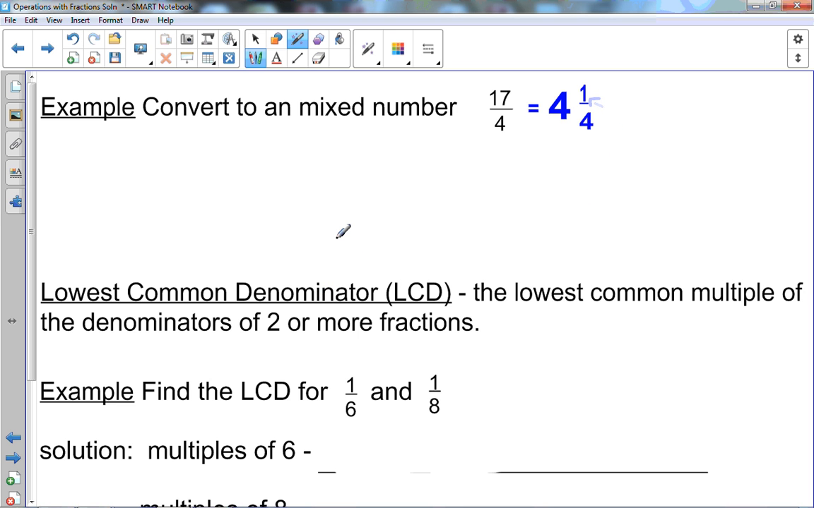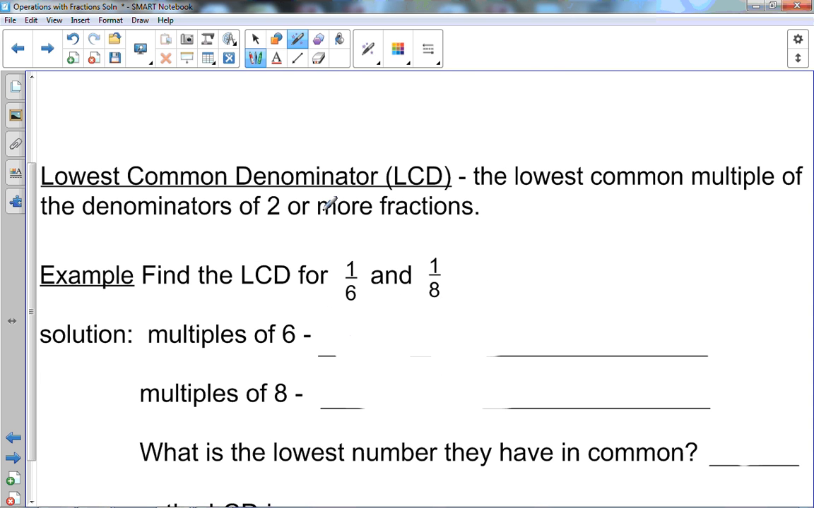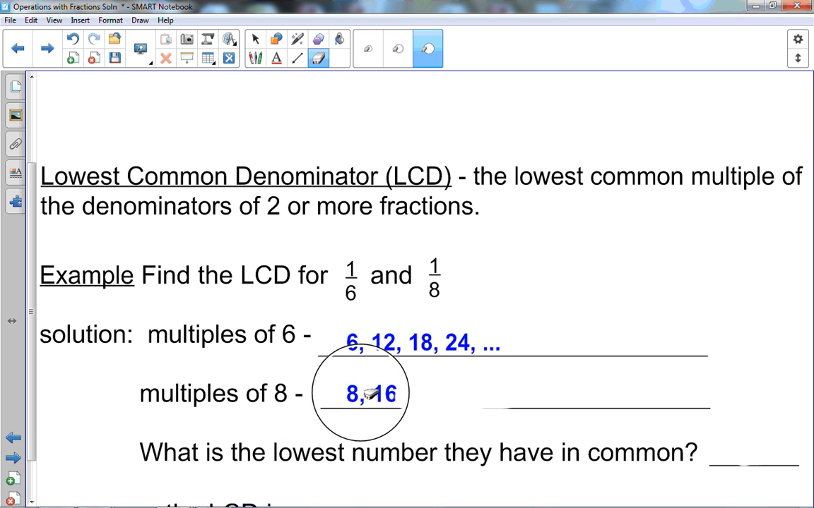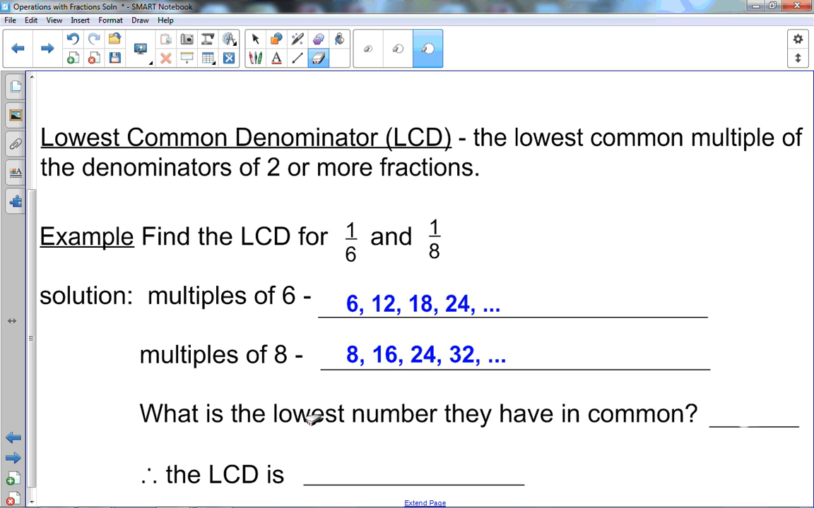LCD, or lowest common denominator, is the lowest common multiple of the denominators of two or more fractions. So in this case, multiples of 6 are 6, 12, 18, 24, and so on. So we want to find the LCD of 1/6 and 1/8. The multiples of 8, however, are 8, 16, 24, 32, and so on. So the lowest number that they have in common is 24, so therefore the LCD is 24.